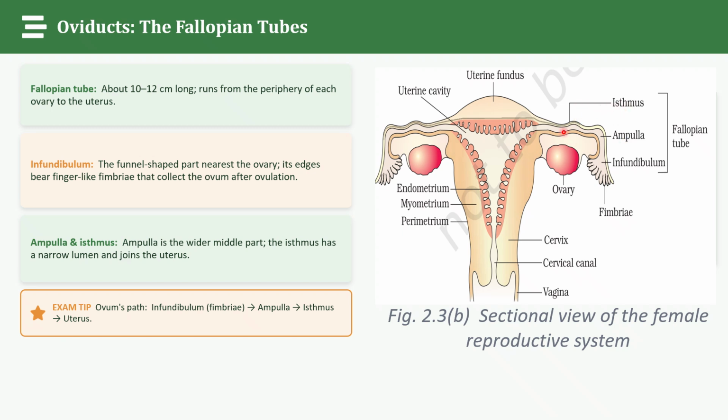So here you can see the isthmus, the narrow terminal part that joins the uterus. So let's see the functions of the oviduct. It receives the ovum from the ovary, provides a site for fertilization, and also transports the fertilized egg, the zygote, to the uterus for implantation. If a sperm fertilizes the ovum in the ampulla, the resulting zygote travels through the isthmus into the uterus.